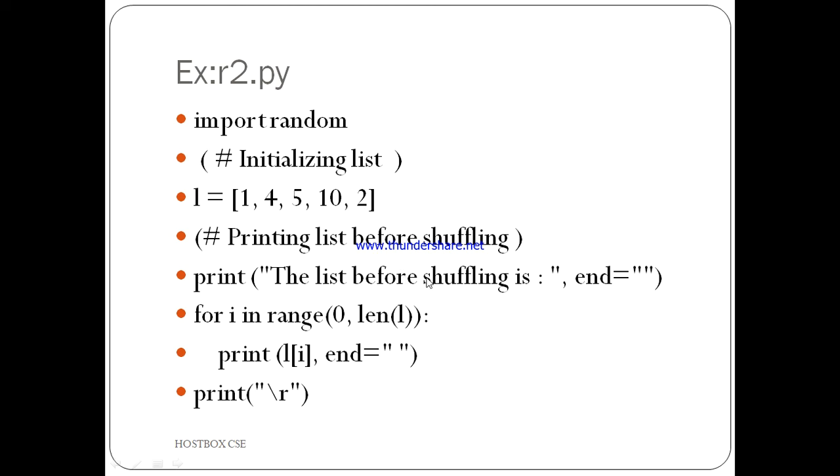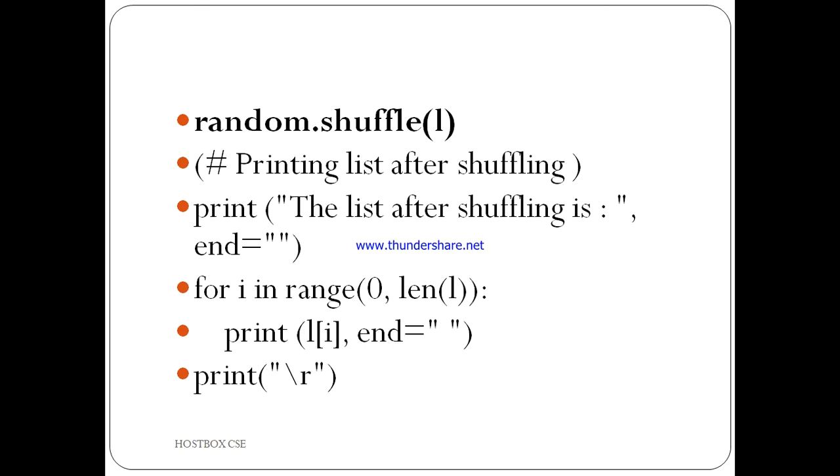So now I want to print the list before shuffling. Before shuffling it prints the list in the same order, 1 4 5 and so on, and then I want to print it after shuffling. So I can give the for loop: for I in range of 0 comma len of L, then print of L of I, then end is equal to slash r. Then we can give random dot shuffle of L, which shuffles the previous list here. Then I want to print the list after shuffling, so I can give the print statement again. And finally for I in range of 0 comma len of L, then print of L of I, same statement I gave here, with slash r.